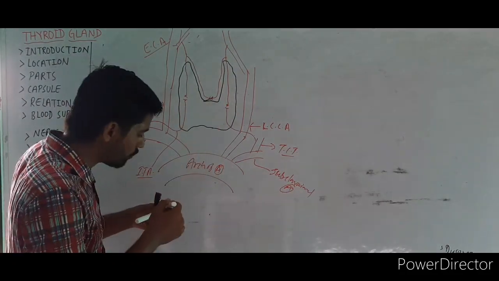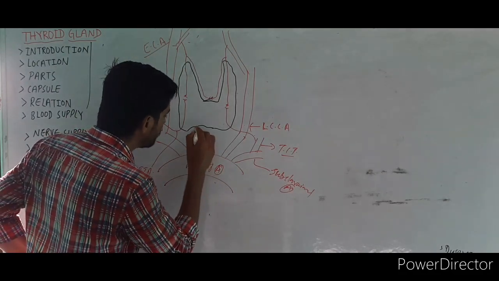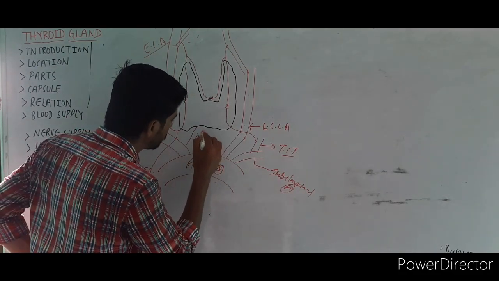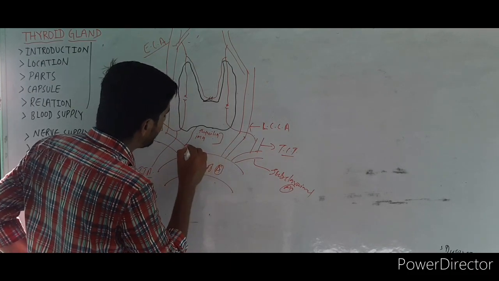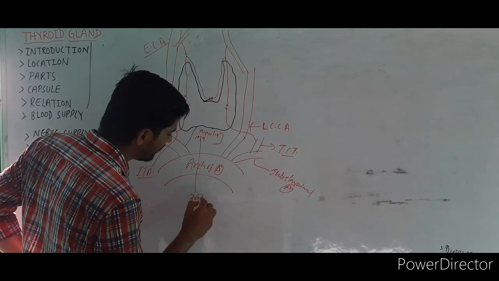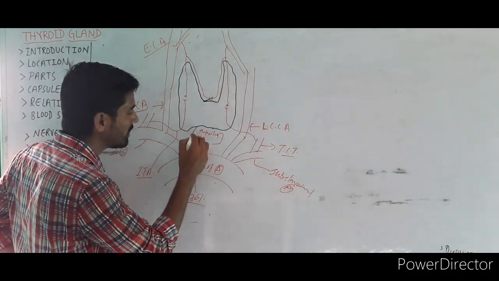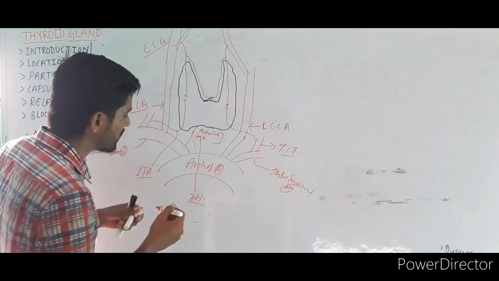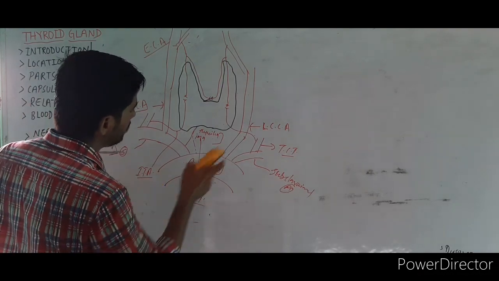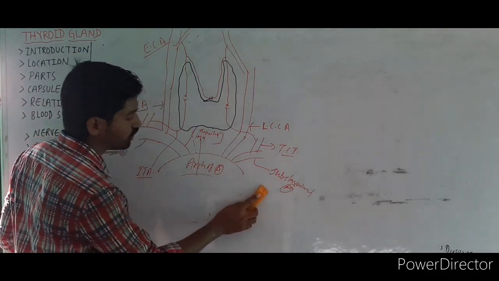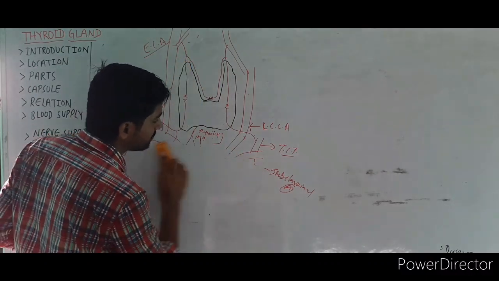Okay, so it's all about artery. One more artery, that is called thyroidea ima artery. In 30% of cases it's present, and it's a direct branch from the subclavian artery, or sometimes it's a direct branch from the arch of the aorta. Okay, so it's all about this arterial supply.